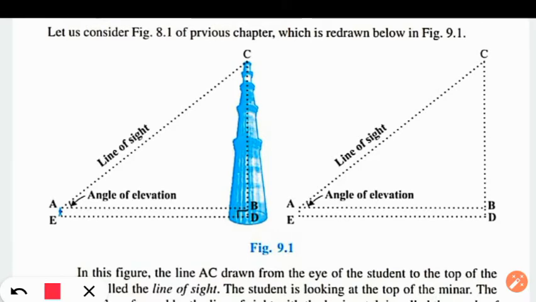The angle formed by the line of sight with the horizontal is known as the angle of elevation. In other words, when you are watching the top of anything, by raising your head you are making an angle, right? That angle is known as the angle of elevation.